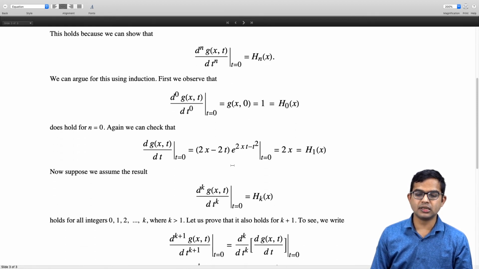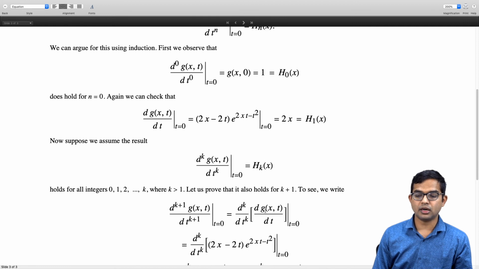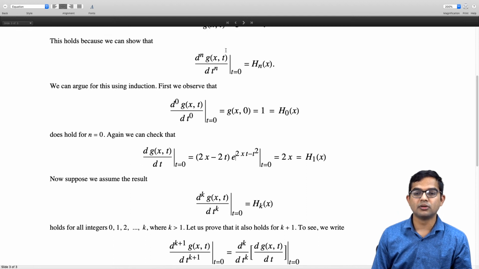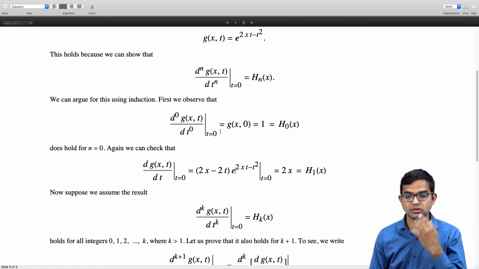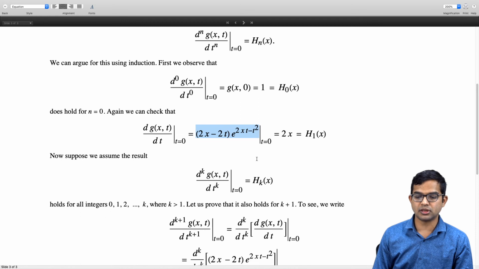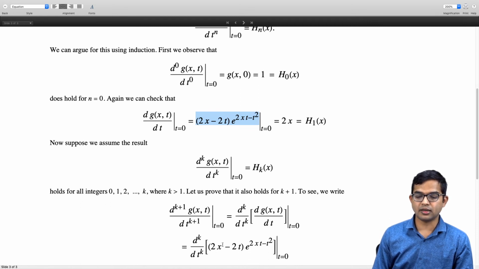How do we do this? We consider the k plus 1th derivative with respect to t of this function g of x comma t at t equal to 0, which is the same as taking the kth derivative of the first derivative of g, dg by dt, right? What is the first derivative of g? It is nothing but 2x minus 2t times e to the 2xt minus t squared. It's a little bit like here, but you don't put t equal to 0, you just leave it as it is. Now this is a sum of two terms, and this 2x basically has nothing to do with this derivative with respect to t.